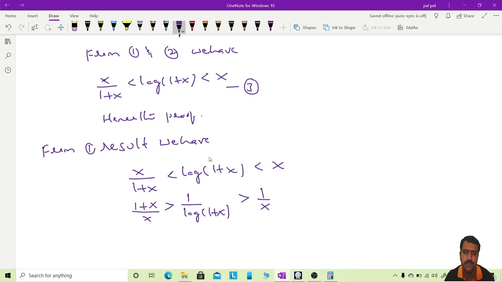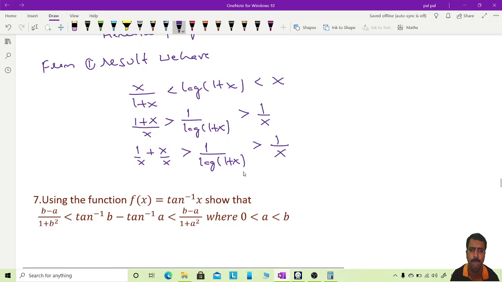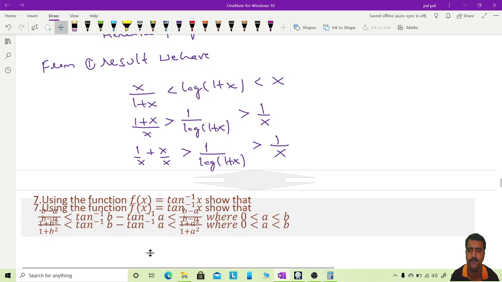So now you simplify this. It is 1 by x plus x by x, and x by x is greater than 1 by log of 1 plus x, so that is greater than 1 by x. Simplifying this further. Sorry, space is not enough.